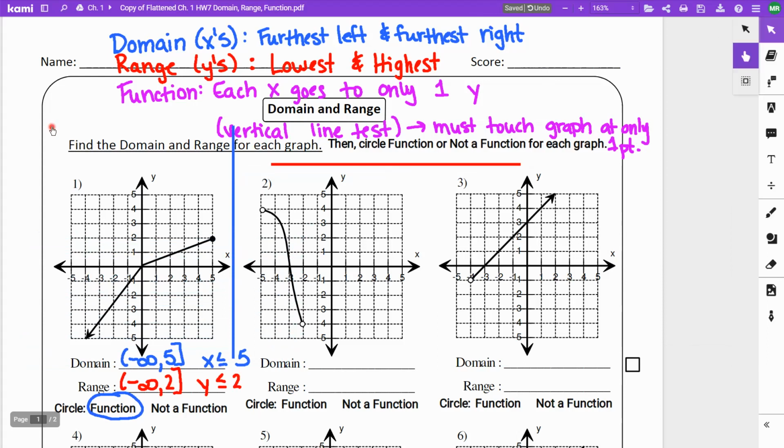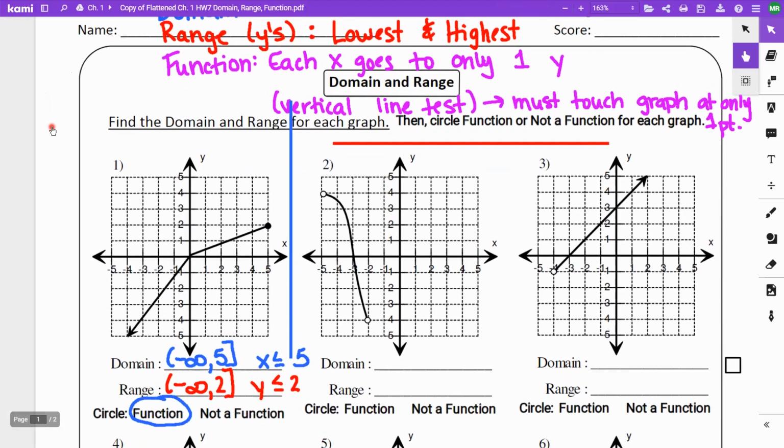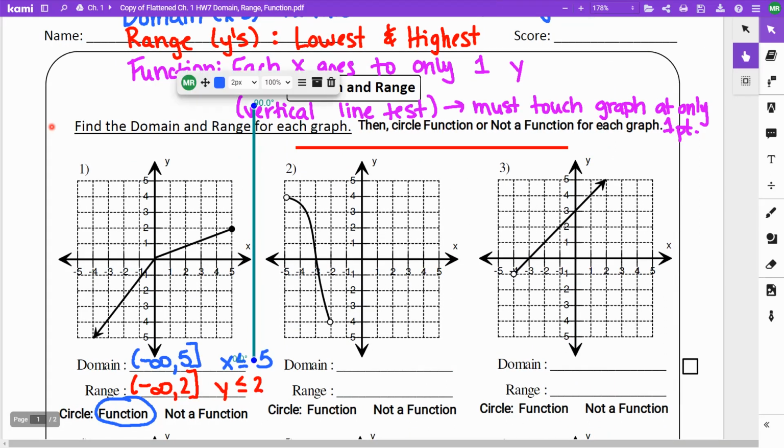Now on the next graph, let me zoom in a little bit. If I'm looking at my domain, I want to see what is the furthest to the left the graph goes, which is right here at -5. But there's an open circle there. So it's going to go up to, but not include, -5, whereas over here it did include the 5 because it was a solid dot. So it's going to go from -5, not including -5, to -2. From -5 to -2, that's going to be my domain.